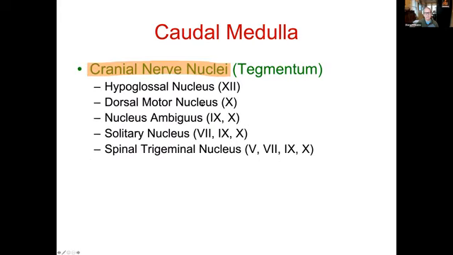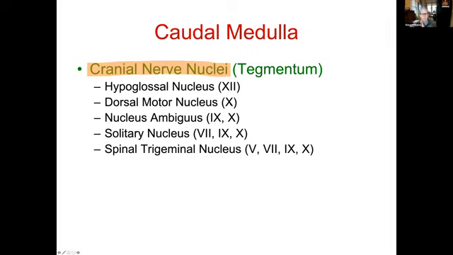Okay, and then finally, there are a bunch of cranial nerve nuclei associated with the medulla, and many of them run the whole length of the medulla, so we will see them in the caudal medulla as well. So one is the hypoglossal nucleus. Remember, this innervates muscles of the tongue. We have the dorsal motor nucleus of the vagus, which runs with cranial nerve 10.